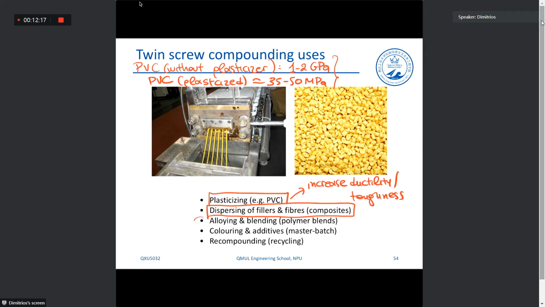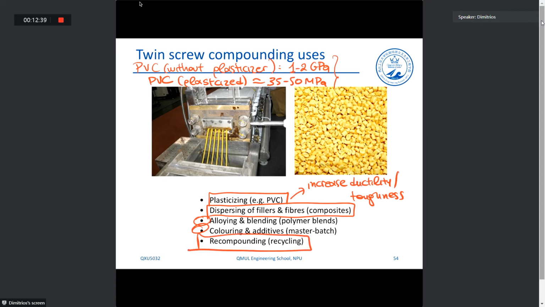Now we can also add a second polymer in order to create polymer blends. We can add pigment in order to give a polymer a certain color that we want for a certain application, and also we can do recycling. How do we do recycling or recompounding?